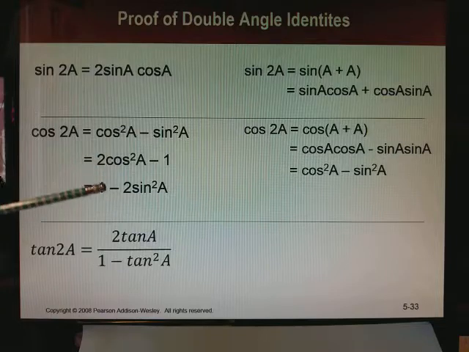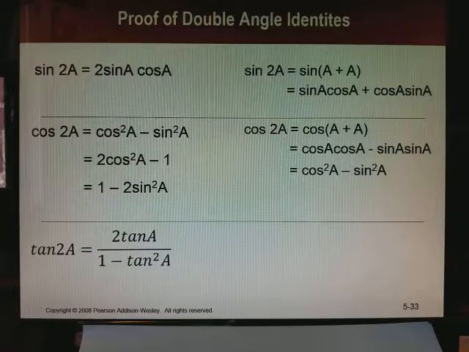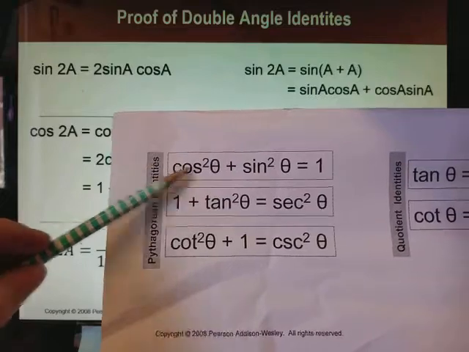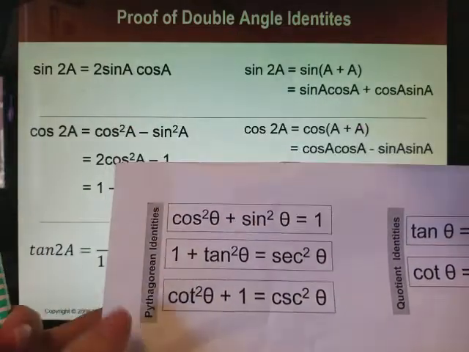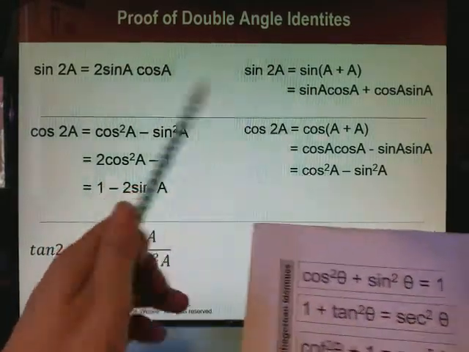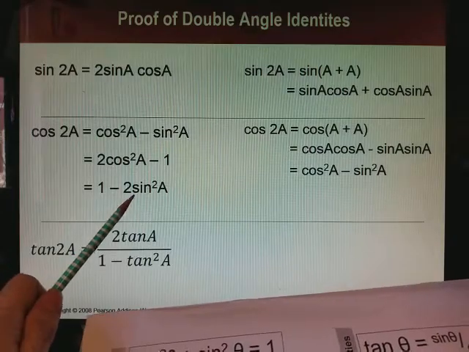Now, where do these two identities come from? If you remember your Pythagorean identities from your trig class, that would help you know where the other two came from. So we had a Pythagorean identity where cosine squared equals 1 minus sine squared. If I substitute 1 minus sine squared for this cosine squared, that gives me the 1 minus 2 sine squared.